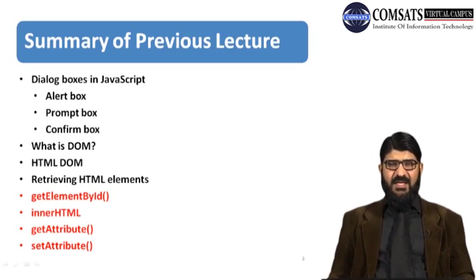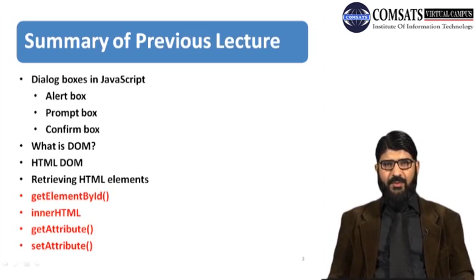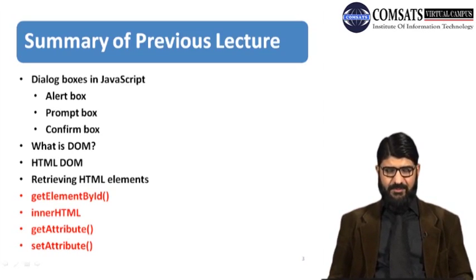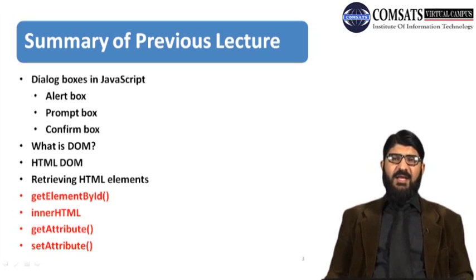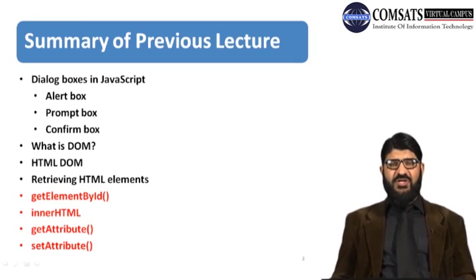We have seen that there are three major categories of dialog boxes: alert box, prompt box, and confirm box. The first category is the alert box. The alert box is used to represent content to the user. Usually it is used to display a warning message to the user. The alert box is presented with one single option, that is the OK button, and the alert box is used with the function alert.